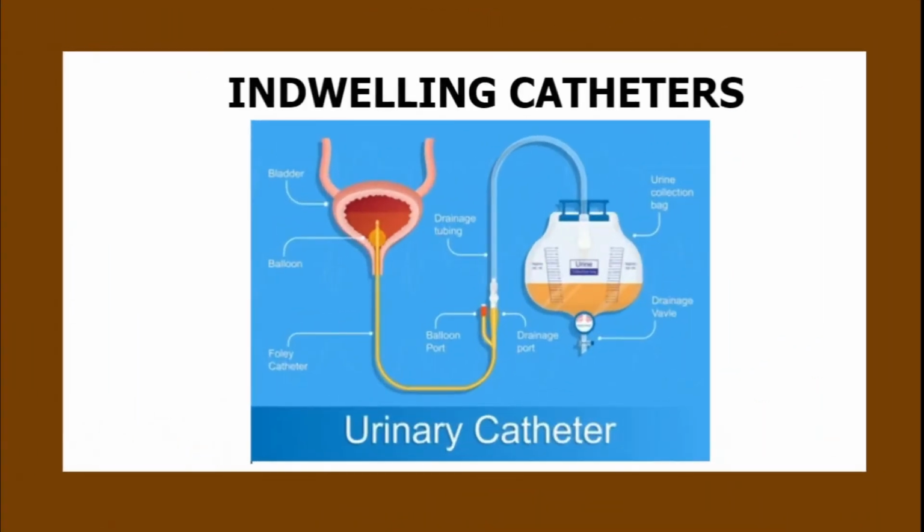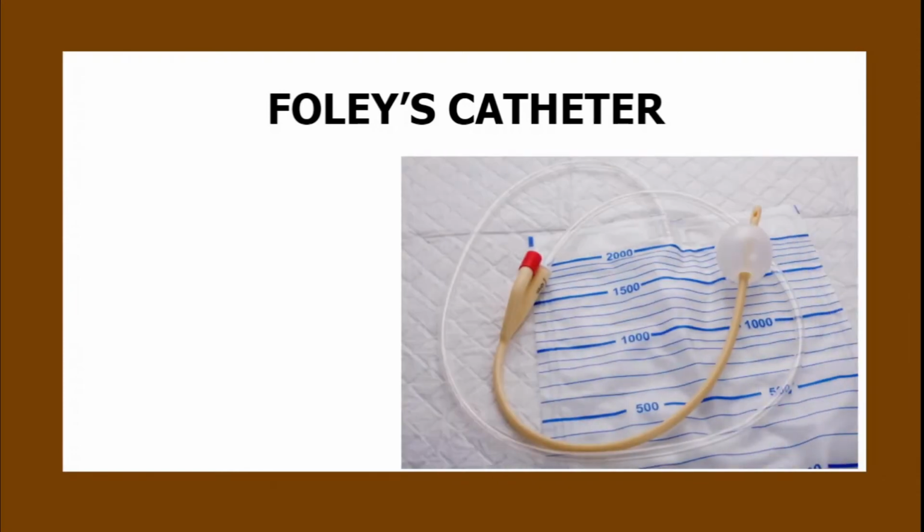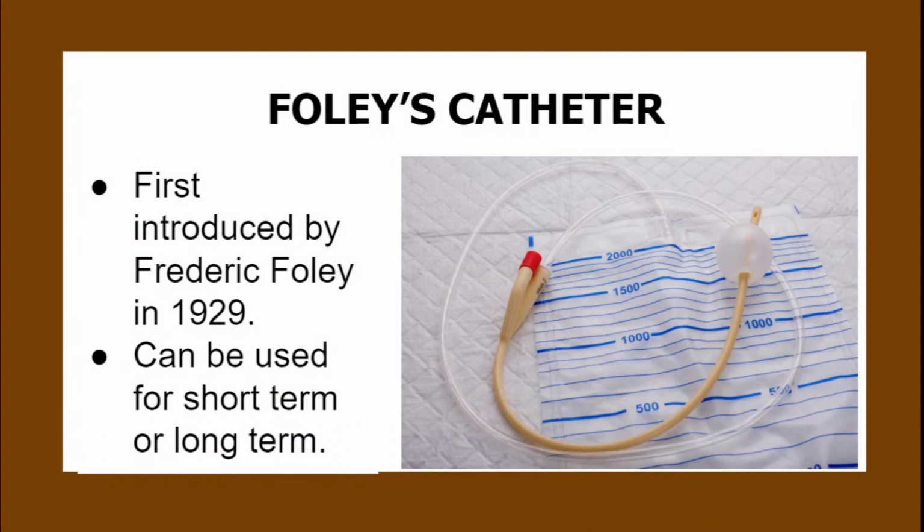The third is the indwelling catheter, which goes directly into the bladder. So indwelling catheters reside in the bladder, and so we can call it Foley's catheter. It was first introduced by Frederick Foley in 1929. They can be used for short term and long term, and the catheter goes to the bladder via the urethra.